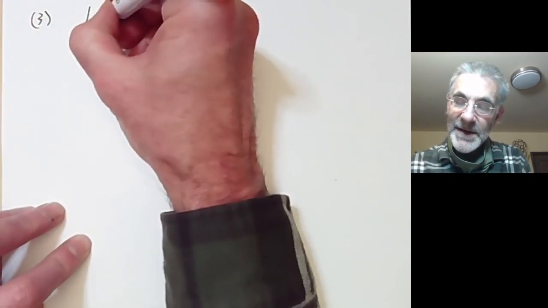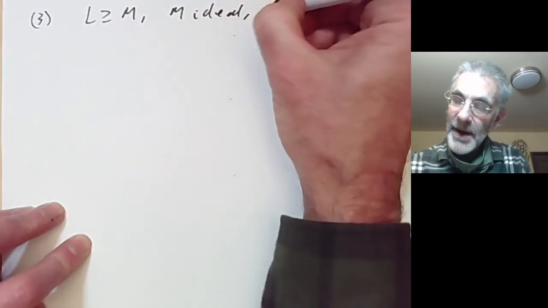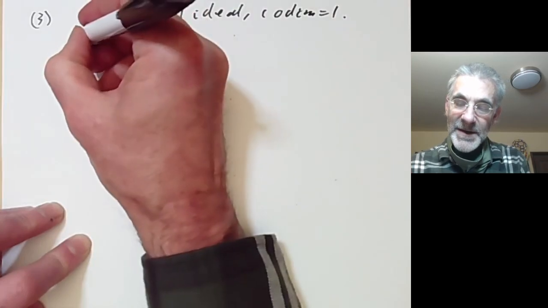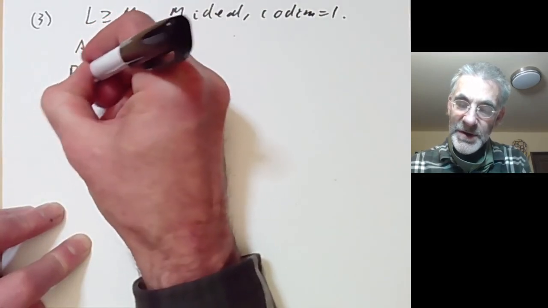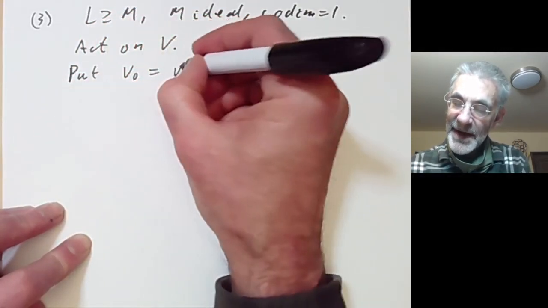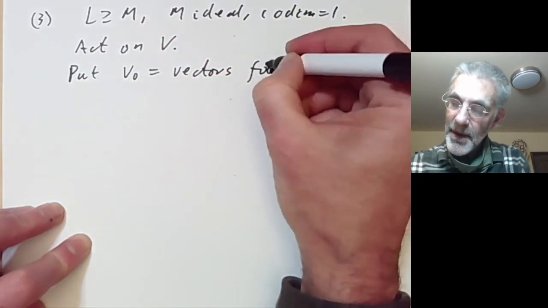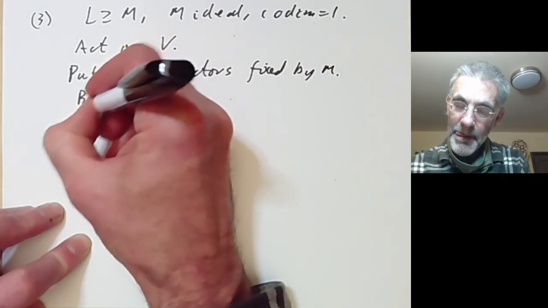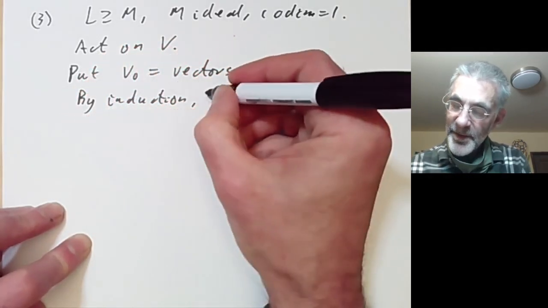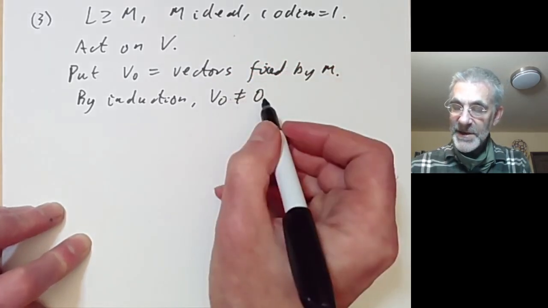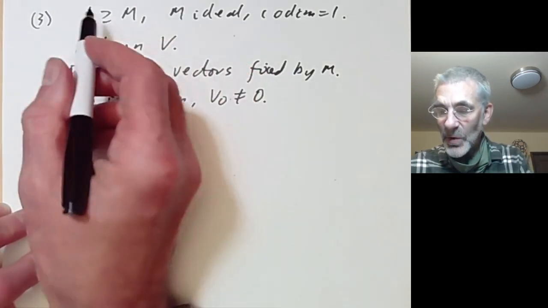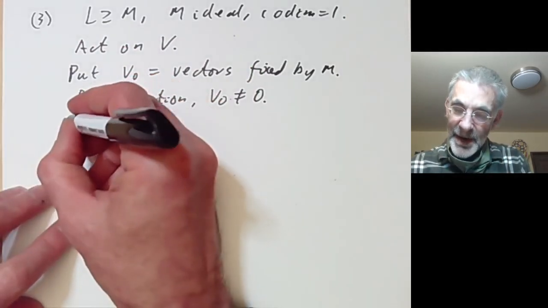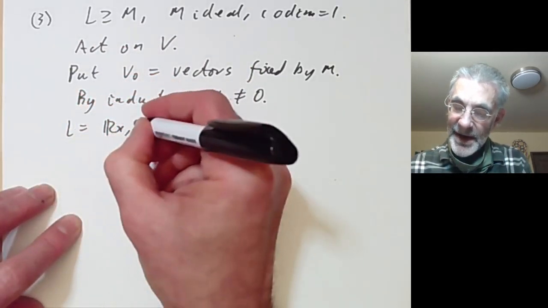And now the third step is very easy. So step three, we've got L contains an M, M is an ideal of codimension equal to 1. And now these both act on our vector space V. And let's put V0 equals vectors fixed by M. And by induction, V0 is not just zero because M has to fix some vectors on V because M has smaller dimension than L. And now L is generated by X and M.